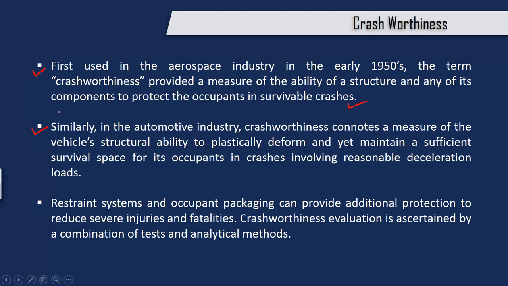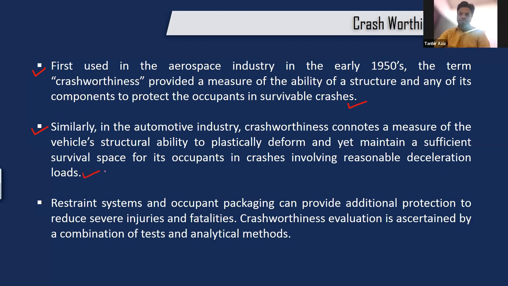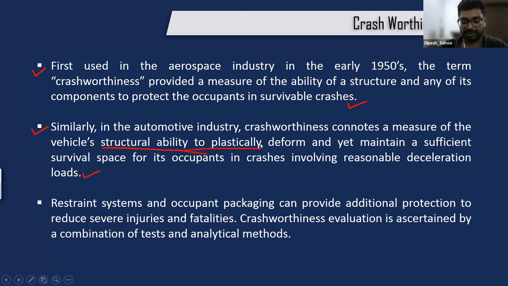Similarly, in the automotive industry, crashworthiness connotes a measure of the vehicle's structural ability to plastically deform and yet maintain a sufficient survival space for its occupants in crashes involving reasonable deceleration loads. So in the automotive industry, crashworthiness means the vehicle's structural ability to plastically deform. To plastically deform means there are various modes of deformation.